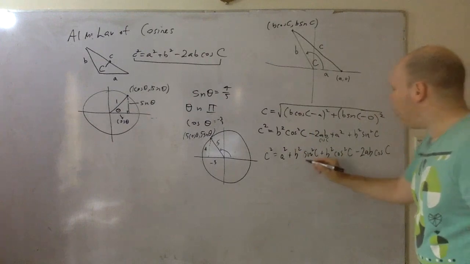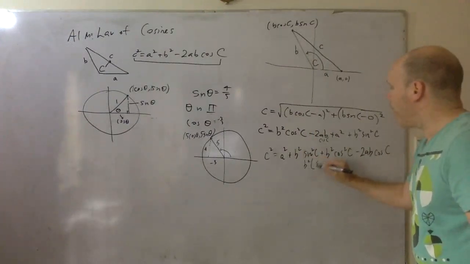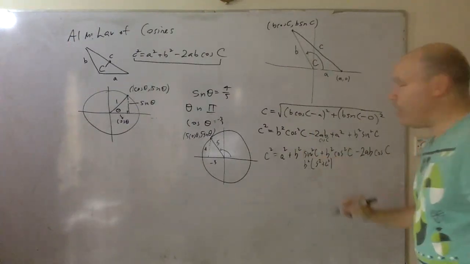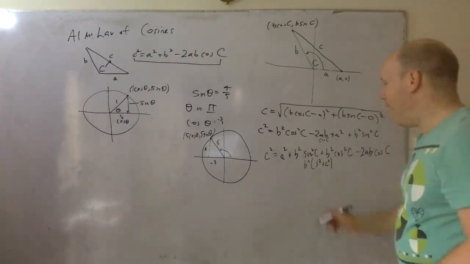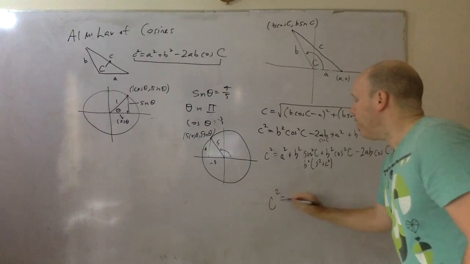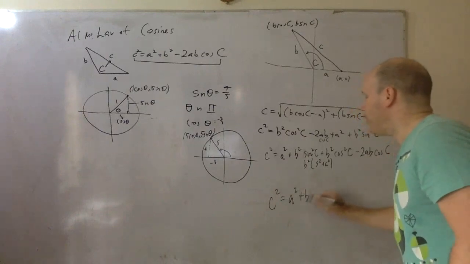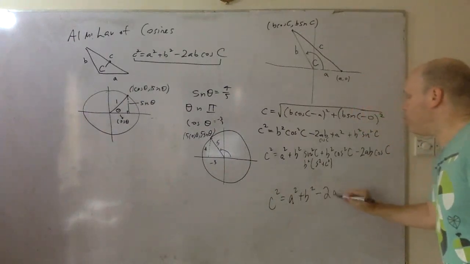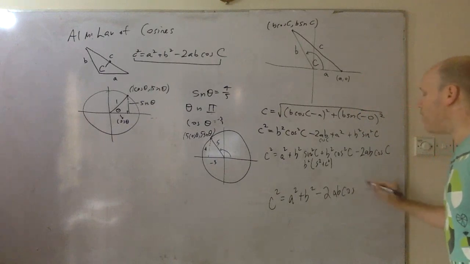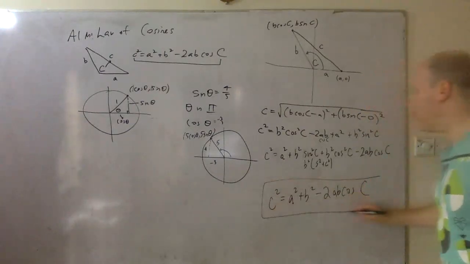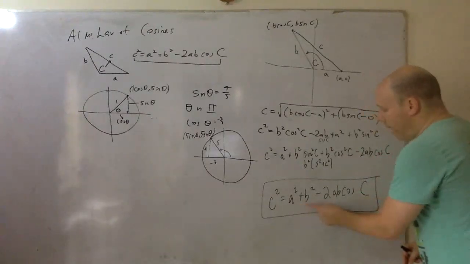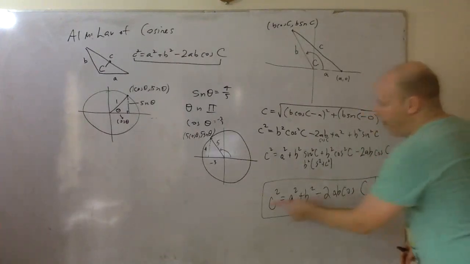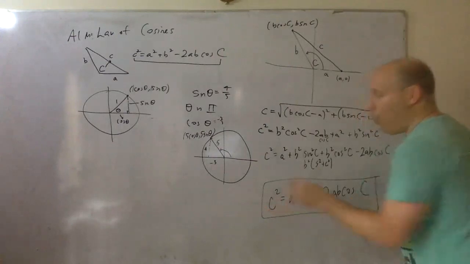What's going on here? Well, if I factor out a B squared, then I have sine squared plus cosine squared. Well, what's cosine squared plus sine squared? 1. We have C squared equals A squared plus B squared minus 2AB cosine C. And this is known as the law of sines. If you have two sides and the included angle, you can find the third side.